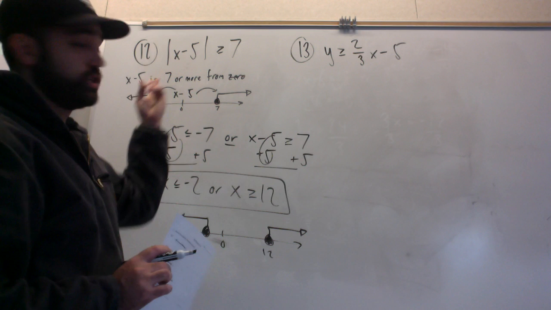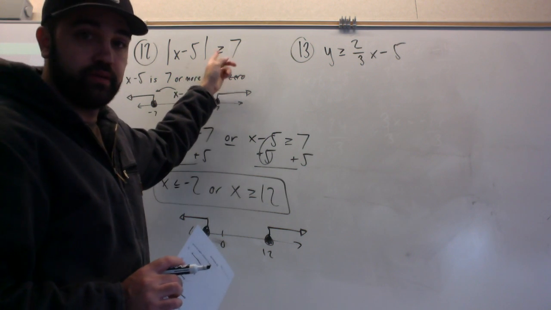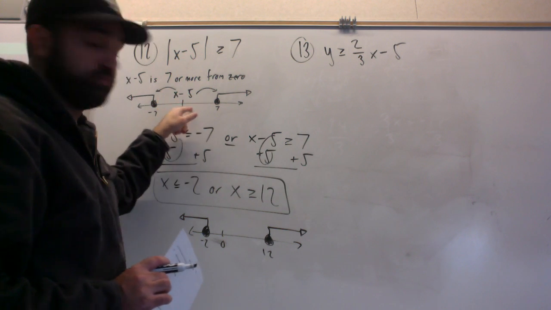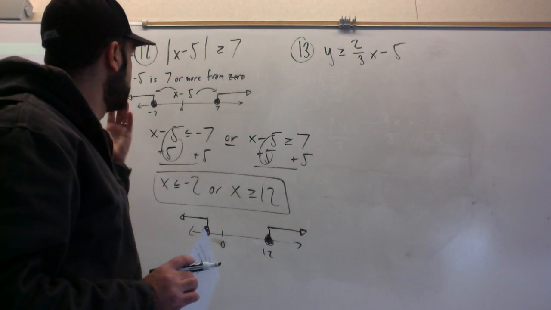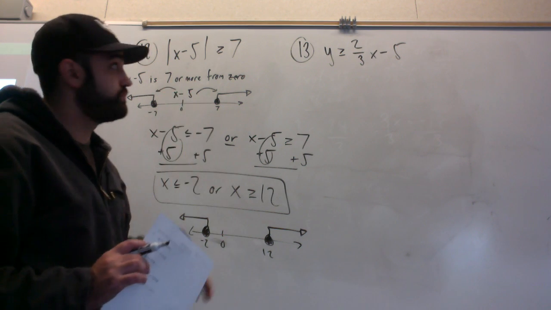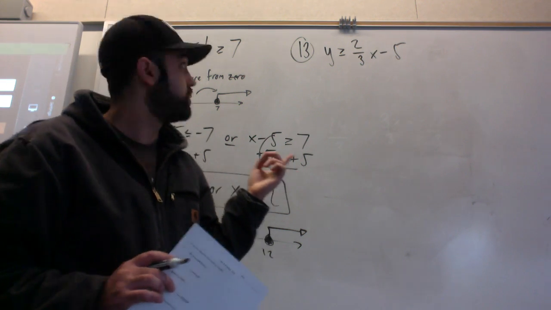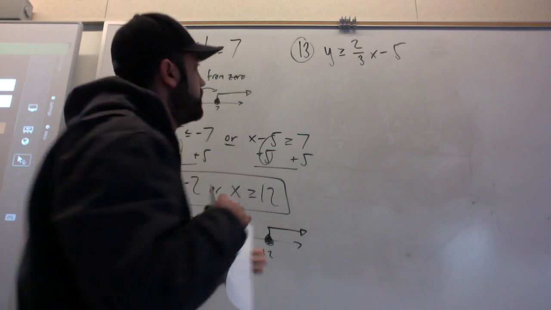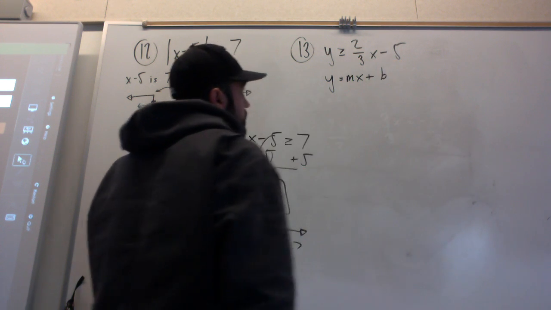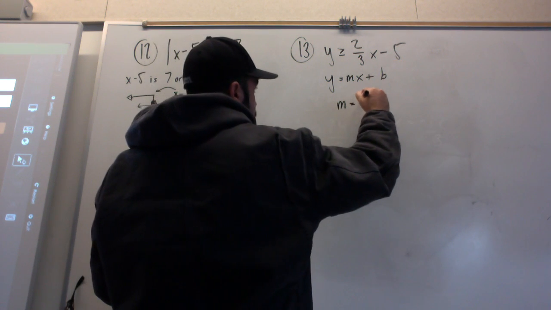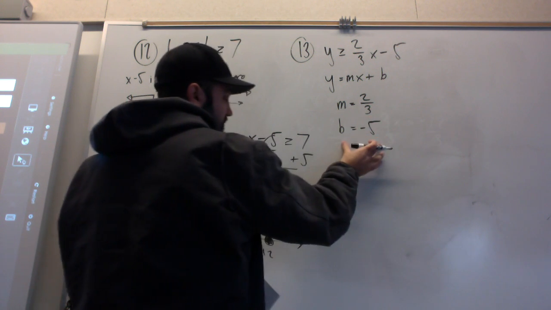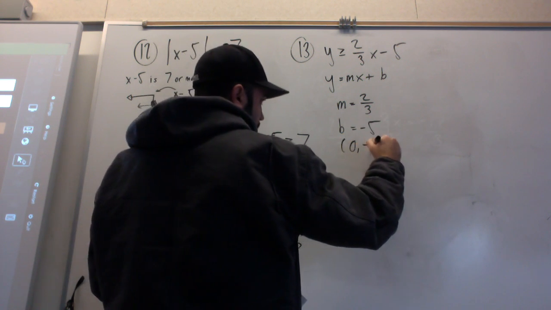So you got to make sure on the test you look and you see, what is this saying? I like to put the graph so I can really see visually what it's saying and see where my x minus 5, in this case, can be. 13 is graphing a linear inequality. So for this one, we can see it is in slope-intercept form. All right, so we can see the m is 2 over 3. Our b is negative 5, which we talked about. This is a point. It's the point 0, negative 5.